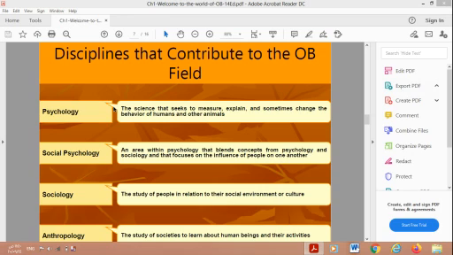Okay. And the second science, which also contributes to organizational behavior, is social psychology.